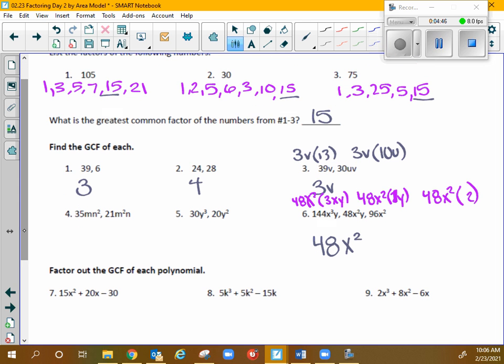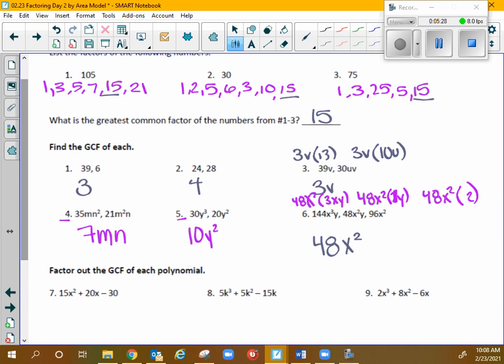Okay, you guys find me the GCF on 4 and 5. Come back with me. 35mn squared, 21m squared n. 7mn. That's the max that you can pull. Max, put that one down, please. Thank you. 30y cubed, 20y squared. 10y squared. Because you have 3 here and 2 here, so you can't pull more than you have from each one. You can only pull 2, which means you have 1 left over on the other one.